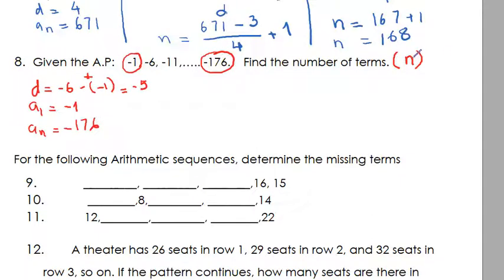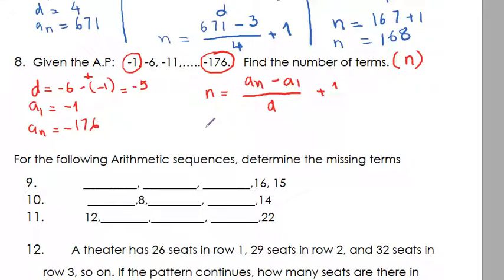n stands for number. So to find n, the number of terms, what formula are you going to use? n equals a sub n minus a sub 1, divided by d, plus 1. That's correct.